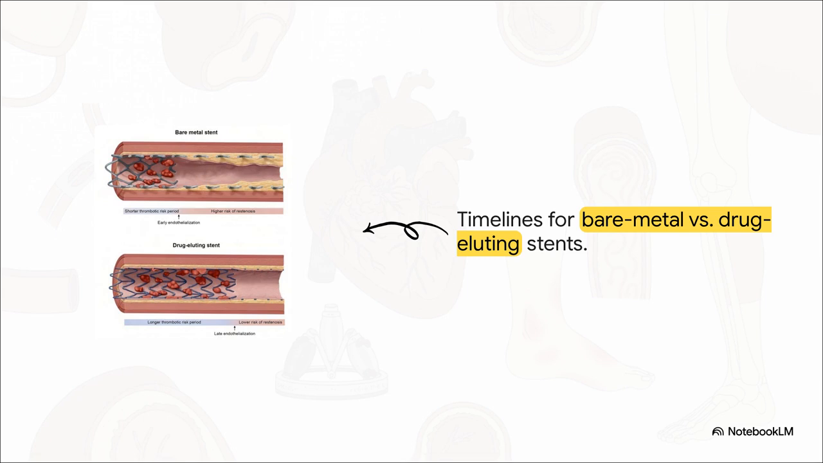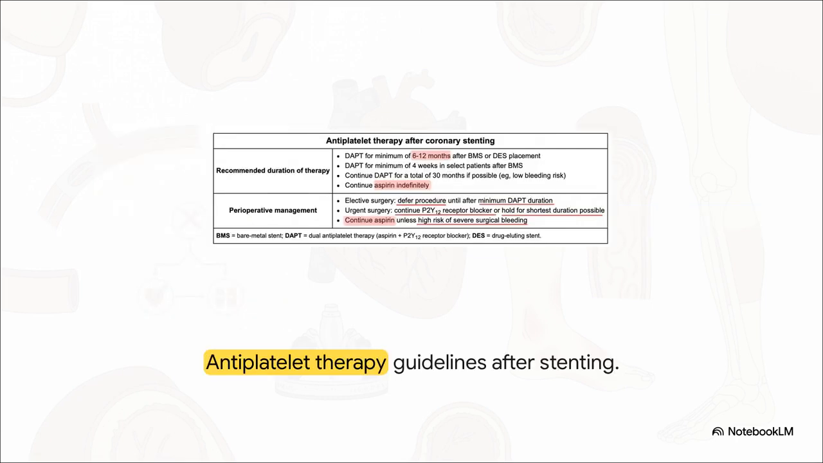Drug-eluting stents do the opposite. They prevent that rapid cell growth to lower the risk of restenosis, which causes late endothelialization. Because of this, the synthetic stent sits exposed to the bloodstream for much longer, significantly extending that high-risk window for thrombosis. Because of that risk, we have very strict guidelines for dual antiplatelet therapy, or DAPT.